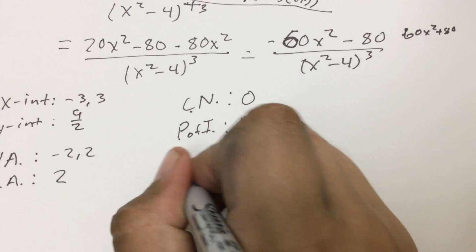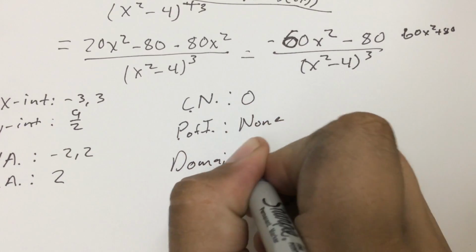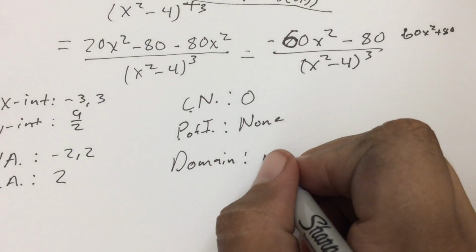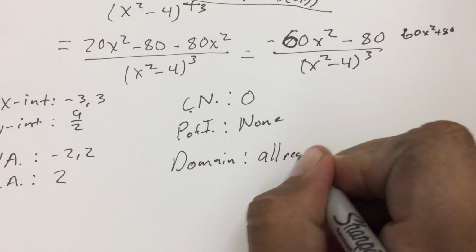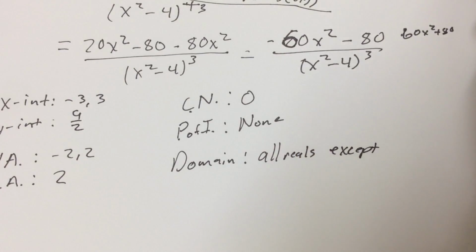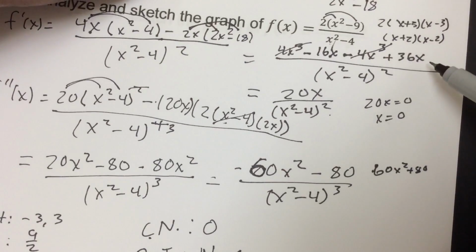Now, domain. Just something to think about. So domain is going to be all reals except what? It's going to be whatever would make the bottom be 0, which is 2 and -2.